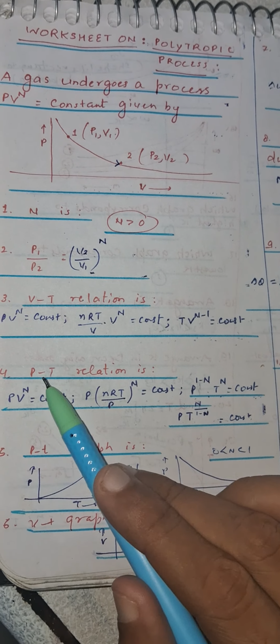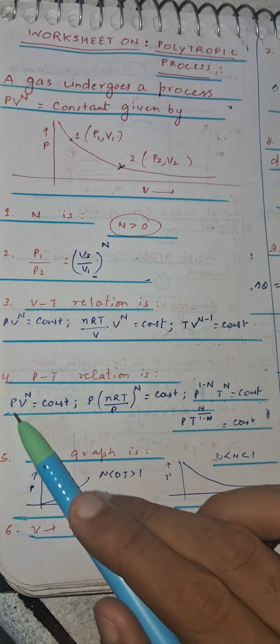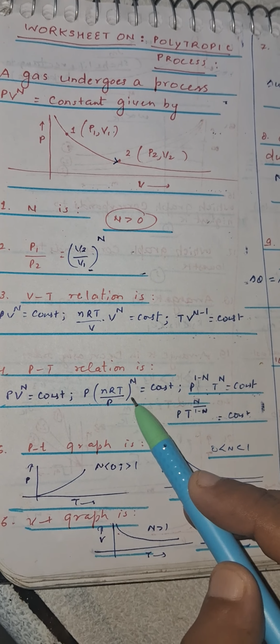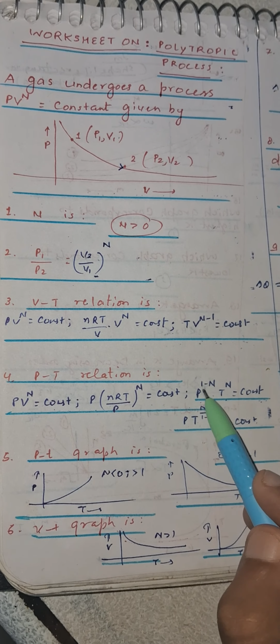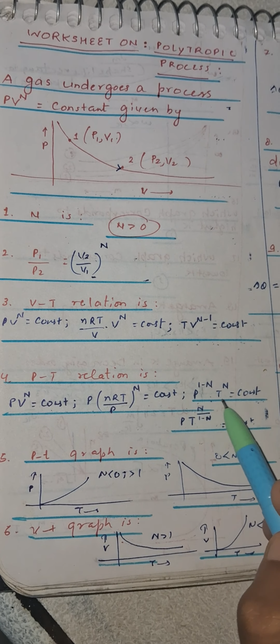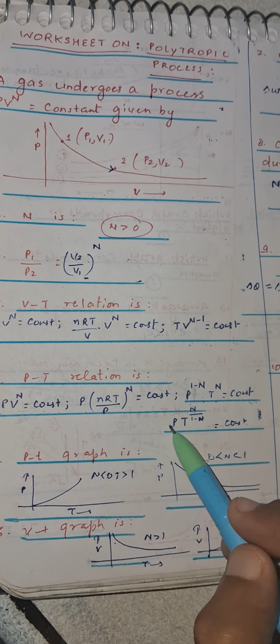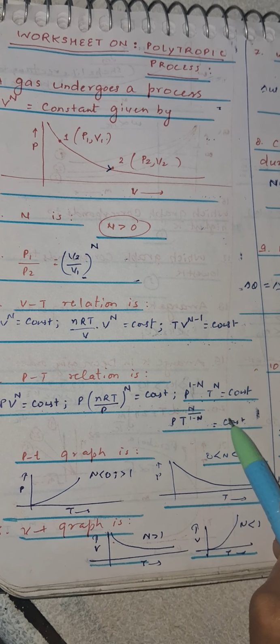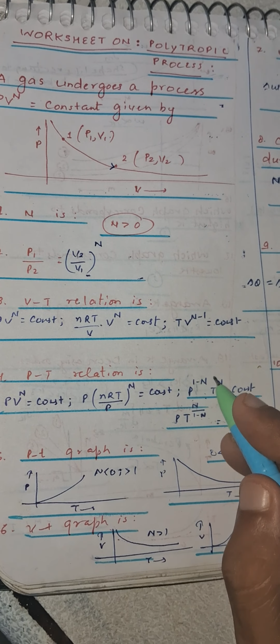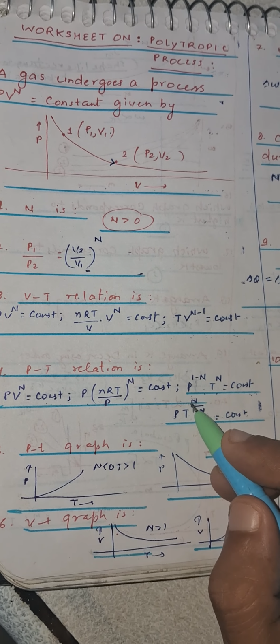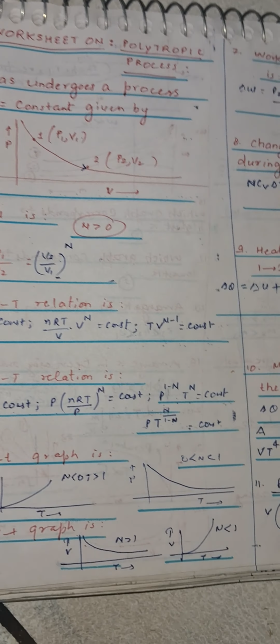Then we need to find the pressure temperature relation. So now we eliminate V. Instead of V, we substitute nRT by P, raised to power n. That will give us P^(1-n) T^n is constant. Taking n common from both sides, we have P T^(n/(1-n)) is constant. Taking the (1-n)th root of the entire equation, it will give us the relation that P T^(n/(1-n)) is constant.